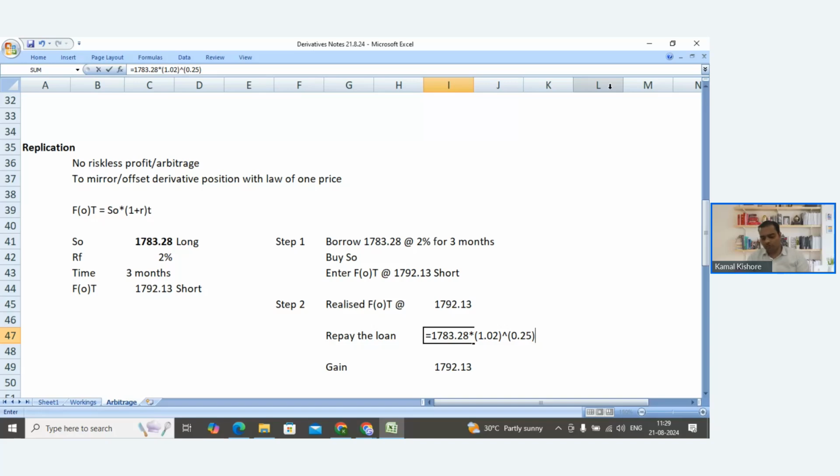1.02, the whole power 0.25, into 1783.28. You have to apply the power function. The power function is given as y power x above the number 9. Do it. Or use the power function.